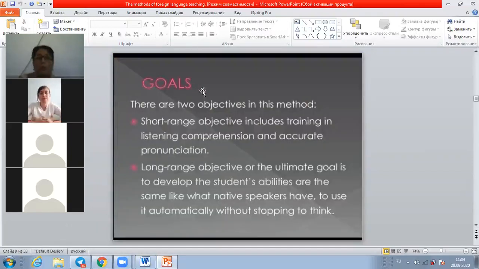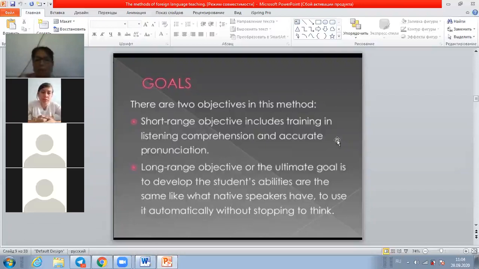Goal. What is goal? There are two objectives in this method. What is an objective? It's the aim of the lesson. Objective means the aim of the lesson, the goal of the lesson in this method. Short-range objectives include training in listening comprehension and accurate pronunciation. As you know, it's very important to learn pronunciation if you want to communicate with others fluently and effectively.